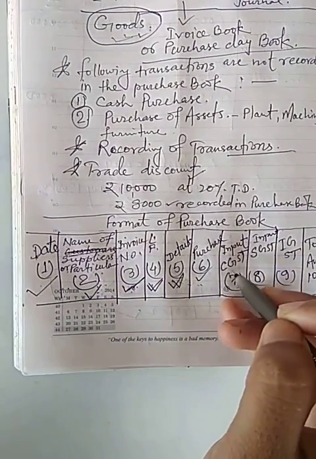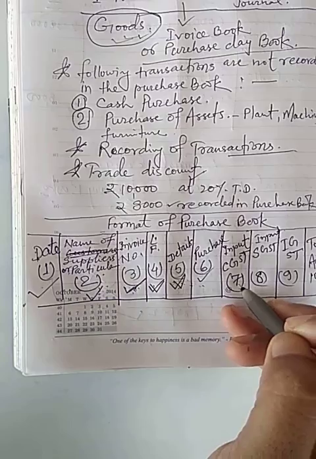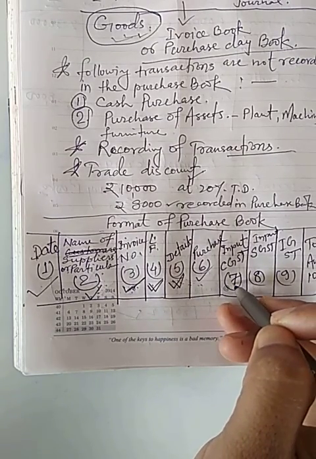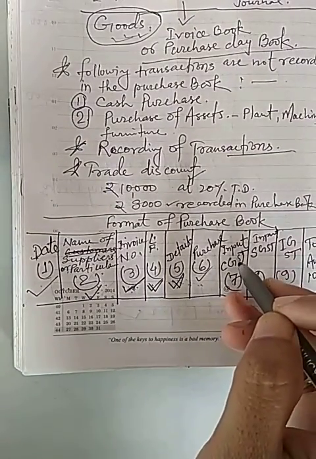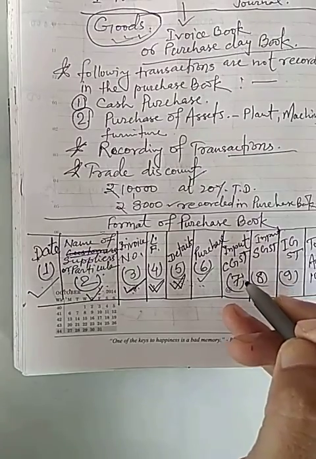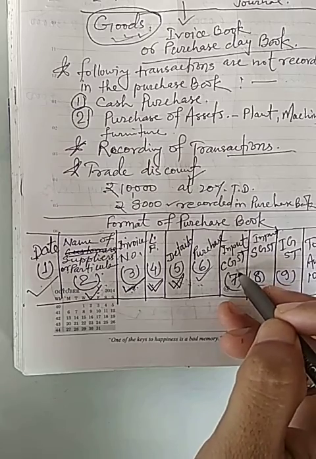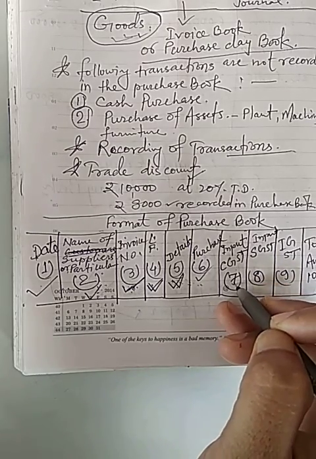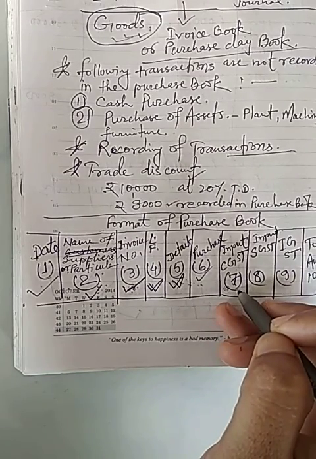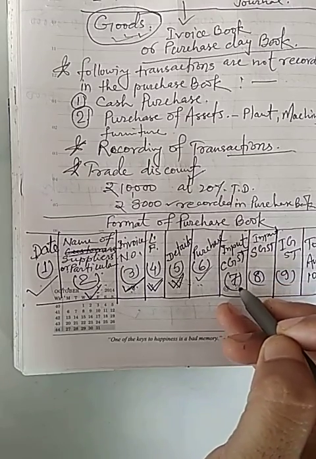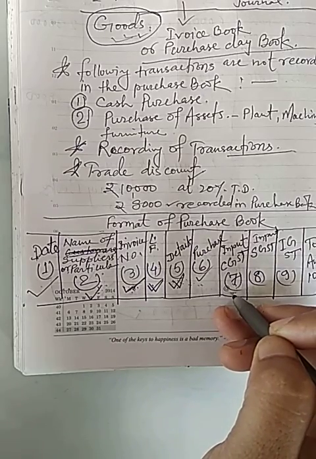Next column is input CGST. This tax is paid on intra-state purchase of goods, that is purchase of goods within the same state. It is charged by the seller from the purchaser on the net sale value, that is sale price less trade discount. Total of this column is posted to the debit of input CGST account in the ledger.